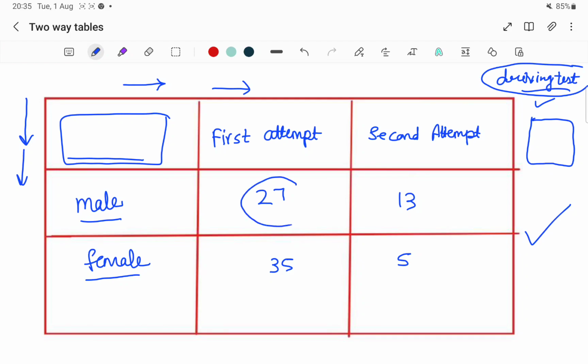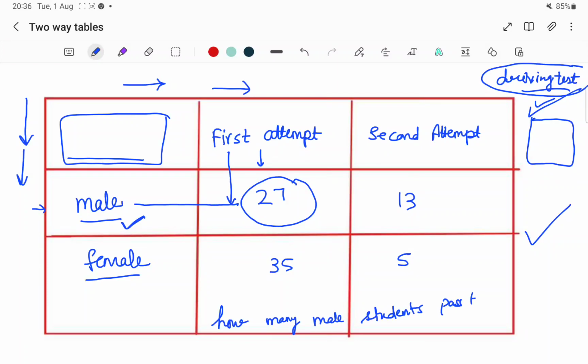Now let's look at these numbers and how we can interpret them. This 27 is basically, if I go horizontally and vertically, it shows me how many male students pass the driving test in the first attempt. So see, a lot of information has been provided. Now if I pick up this 5, that means how many females pass the driving test in the second attempt.